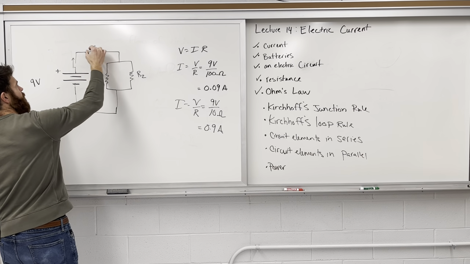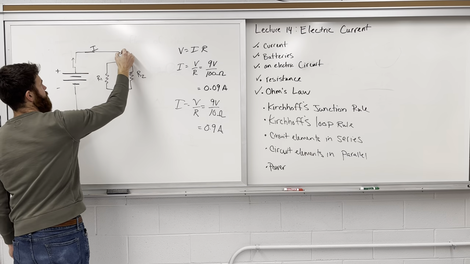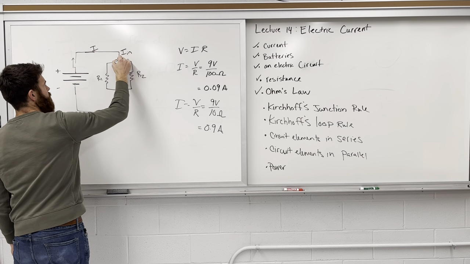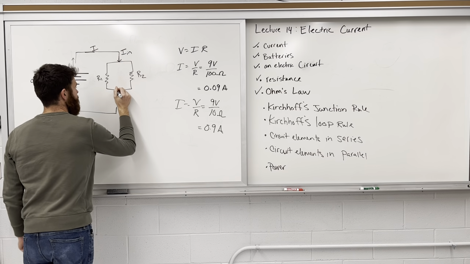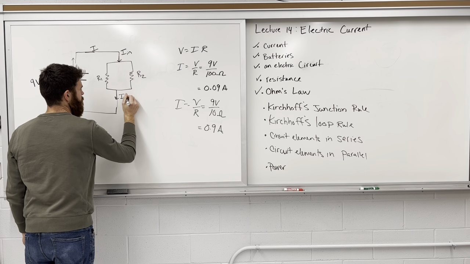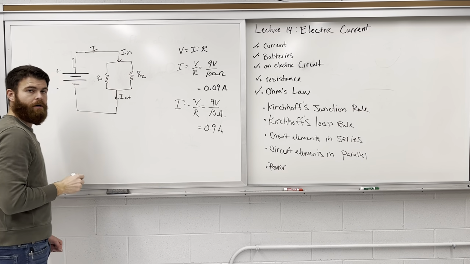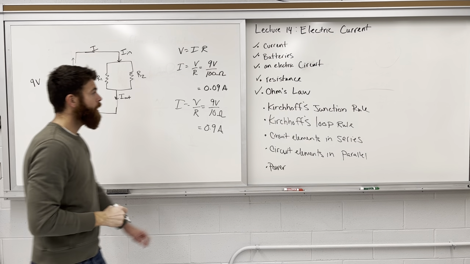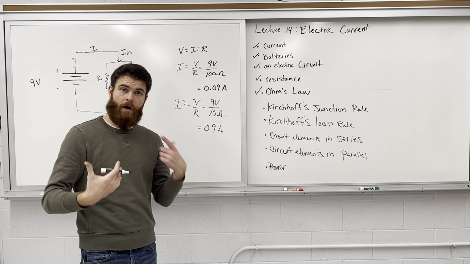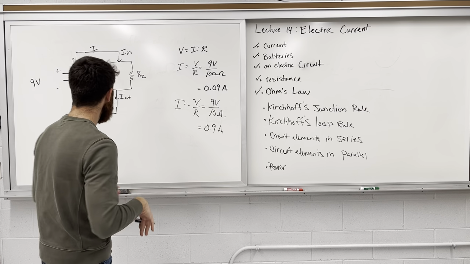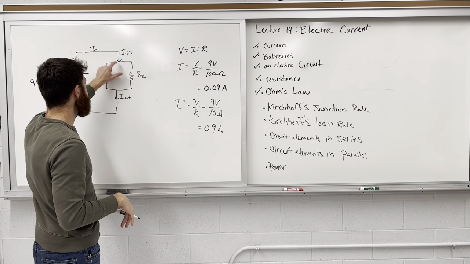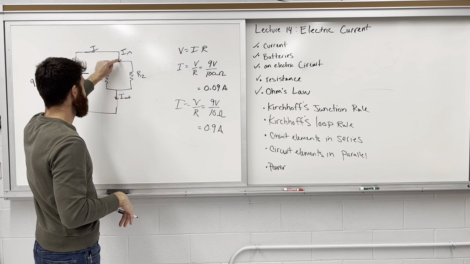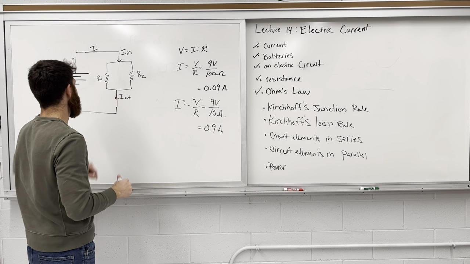Now the current flowing in the circuit that comes into this junction has to be equal to the current coming out of the junction. That's Kirchhoff's junction rule. And that comes from the conservation of charge, right? We can't have more charge coming in than is coming out, or less charge coming out. The amount of charge coming in has to equal the amount of charge coming out.